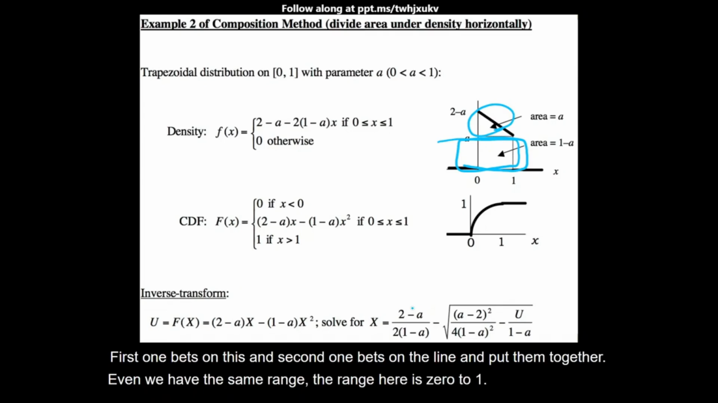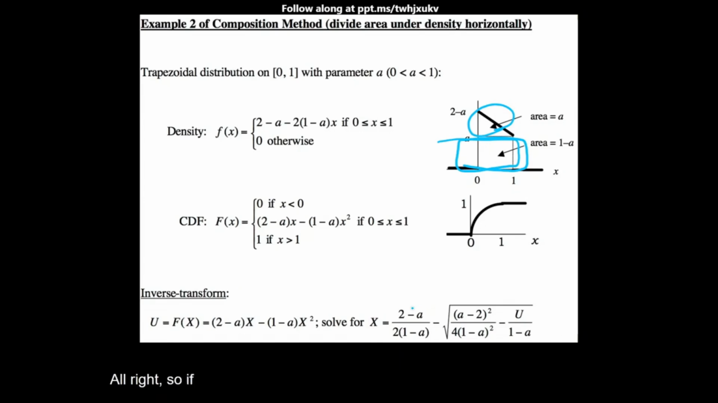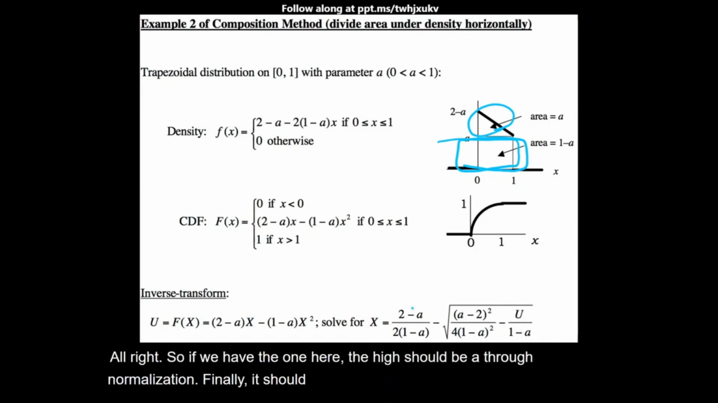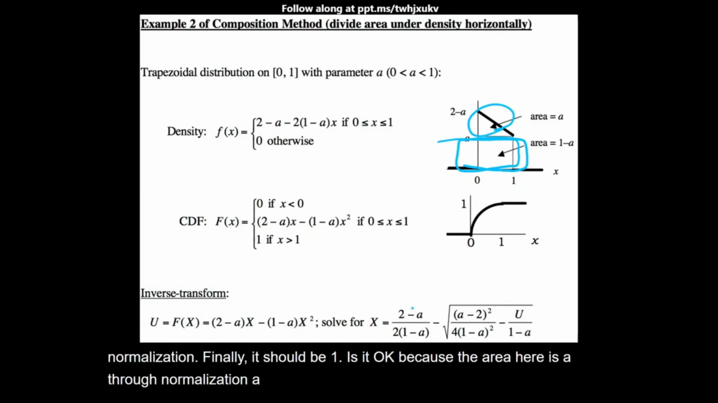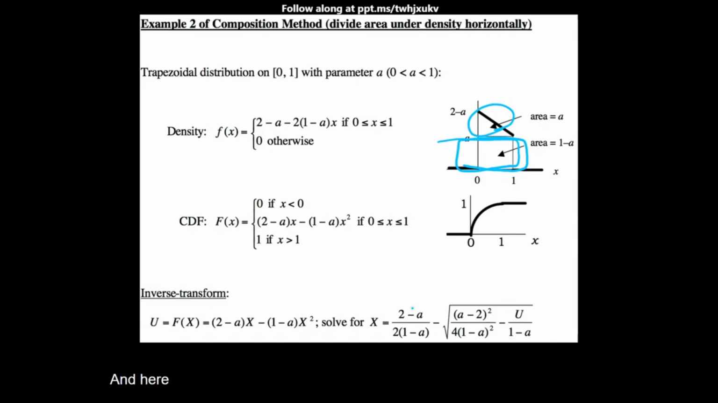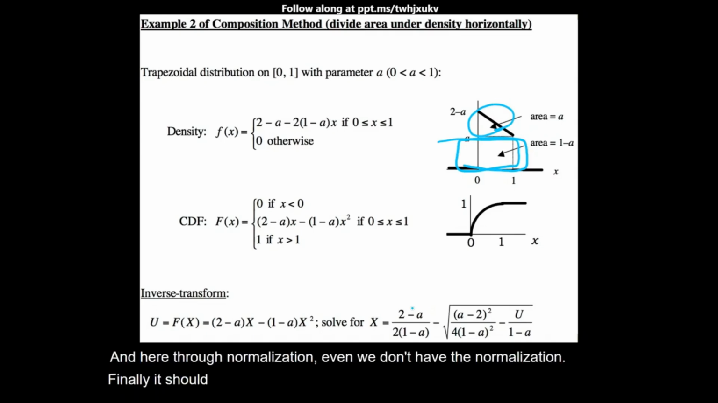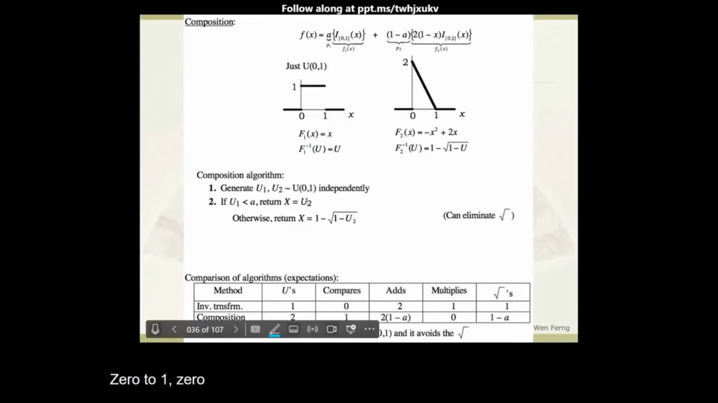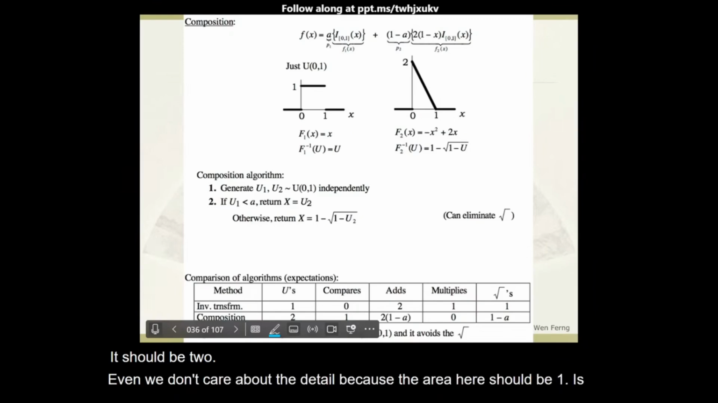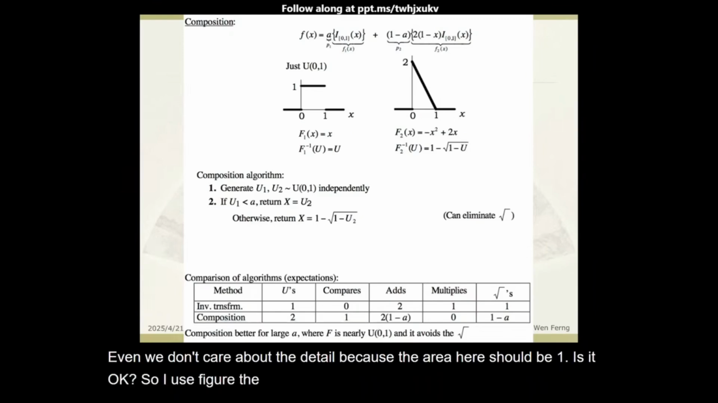All right, so if we have the 1 here, the height should be A through normalization. Finally, it should be 1, is it okay? Because the area here is A. Through normalization, A over A is 1. And here, even if we don't have the normalization, finally it should be 0 to 1, and the height should be 2. We don't care about the detail because the area here should be 1. Is it okay? So I use the figure directly so that we have two components.